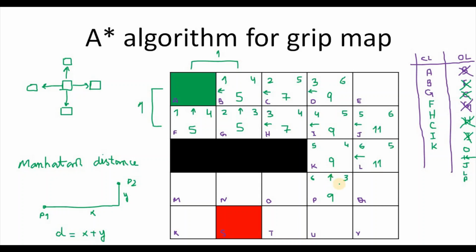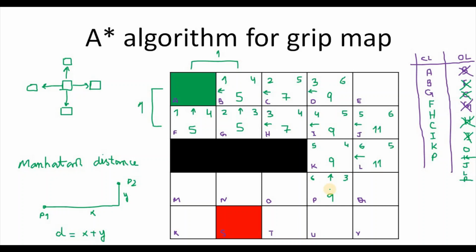Okay, now we see again in the open list which one has the minimum F cost. So in the open list we have O, J, L, P. Clearly, O and P have 9 as the minimum cost. And in these two, because they are the same, we look at their H cost, which are 3 and 6. Clearly, node P has a less H cost. So we select node P. We remove it from the open list, put it in the closed list, and make it the current node. Now we are at node P.